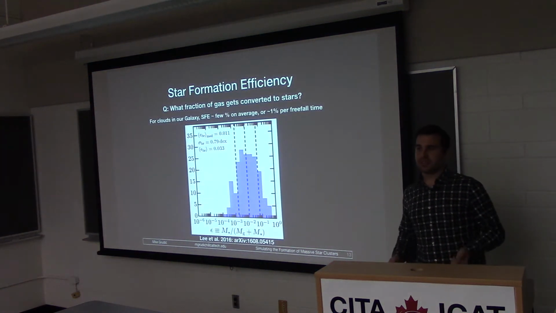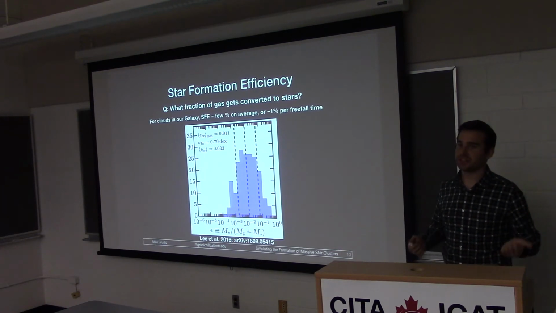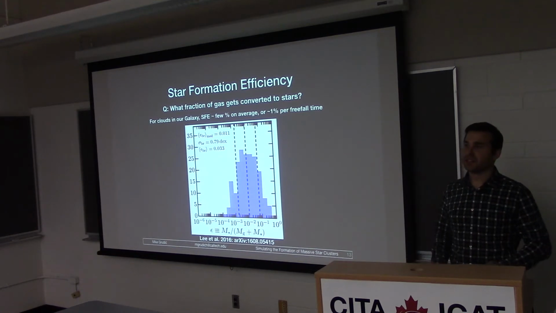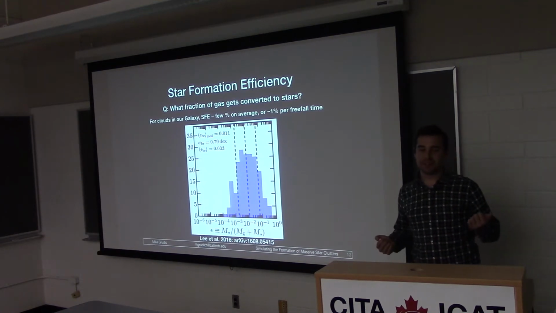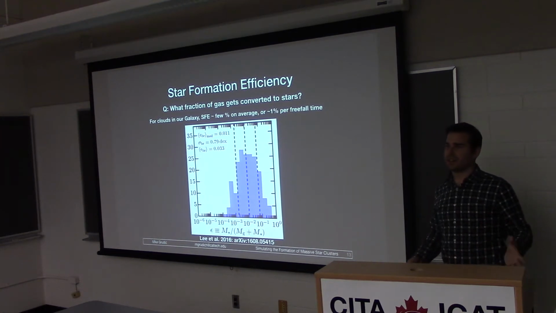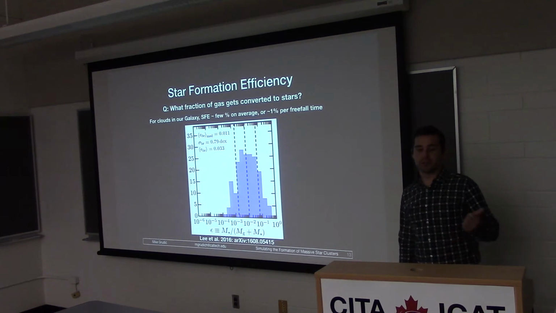So the first question I want to talk about is star formation efficiency. So what fraction of the initial gas mass that you put in actually ends up getting converted to stars? We have decently good estimates of this for molecular clouds in the Milky Way. It appears to be somewhere around a few percent or around 1% per freefall time.